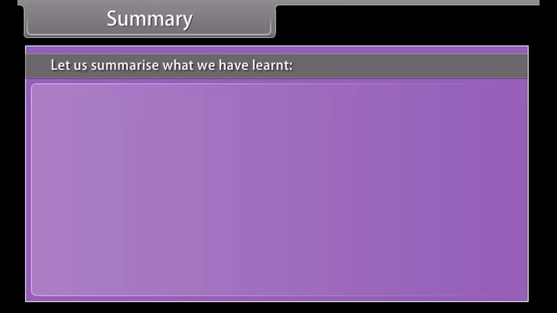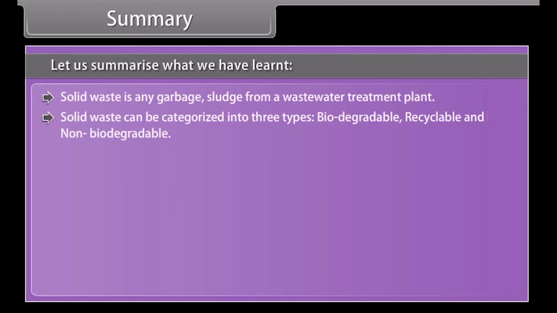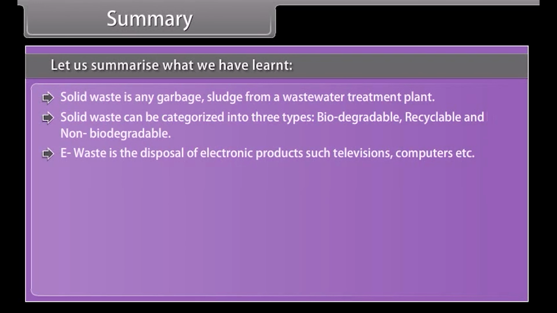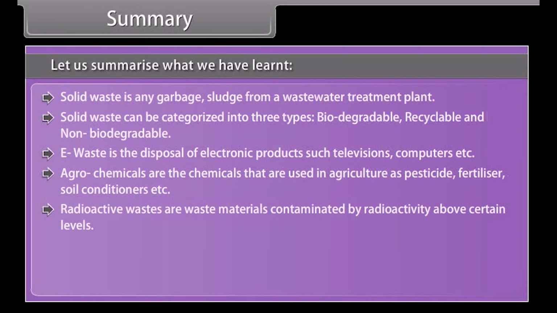Summary. Let us summarize what we have learned. Solid waste is any garbage, sludge from a waste water treatment plant. Solid waste can be categorized into three types: biodegradable, recyclable, and non-biodegradable. E-waste is the disposal of electronic products such as televisions, computers, etc. Agrochemicals are the chemicals that are used in agriculture as pesticide, fertilizer, soil conditioners, etc. Radioactive wastes are waste materials contaminated by radioactivity above certain levels.